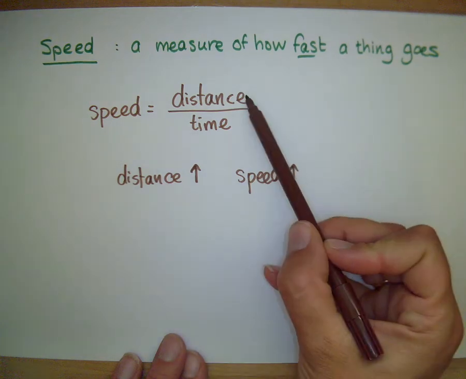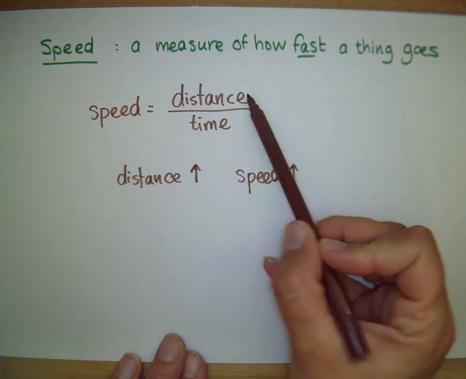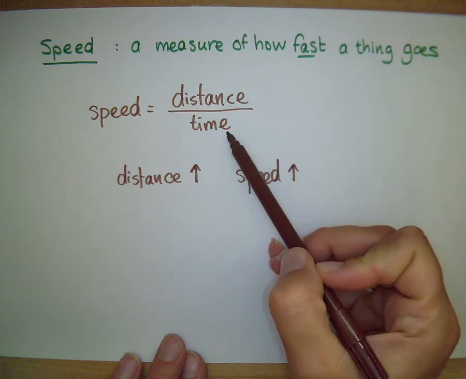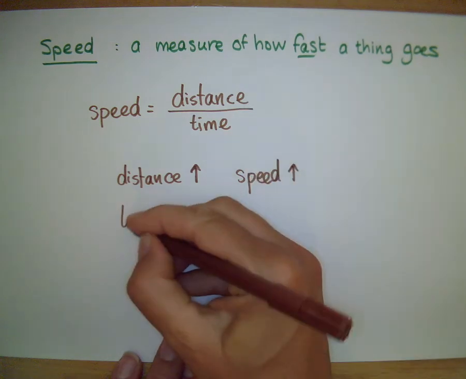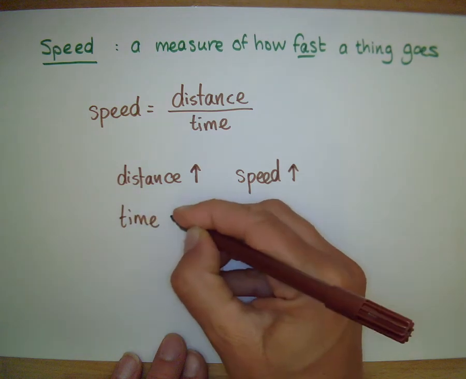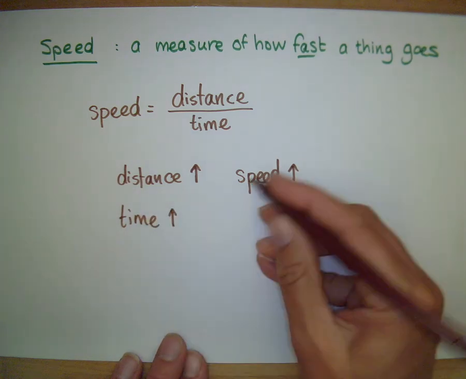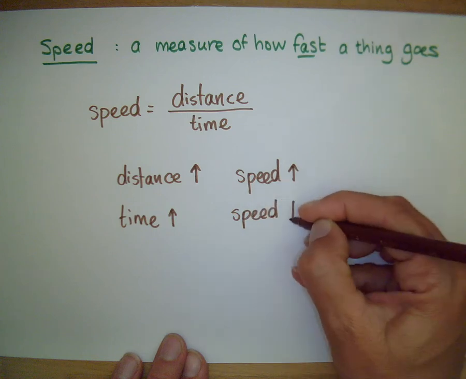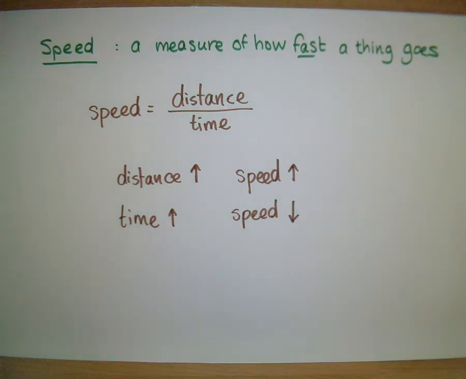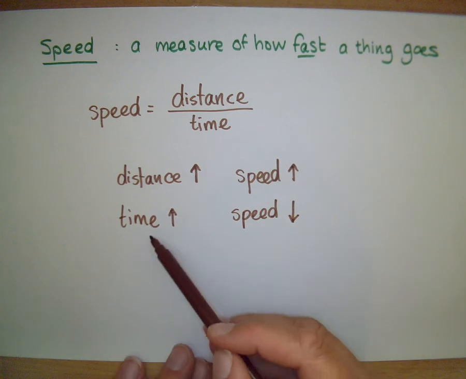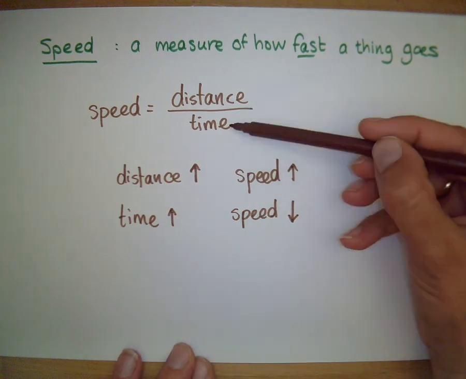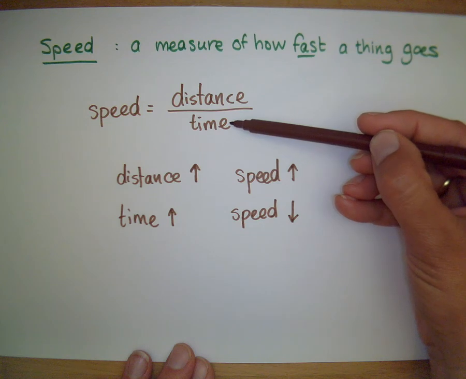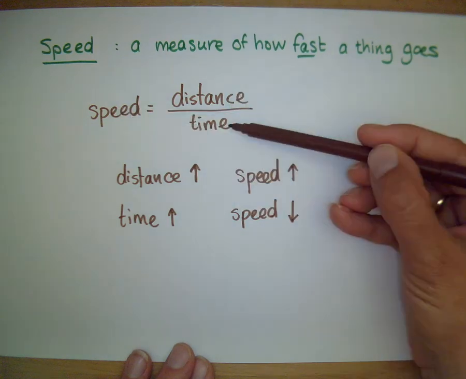If the distance is set, we go a set distance, and it takes us longer to go that distance, so time goes up, that means we were going slower, right? That's why time is the denominator. As time goes up, speed goes down.